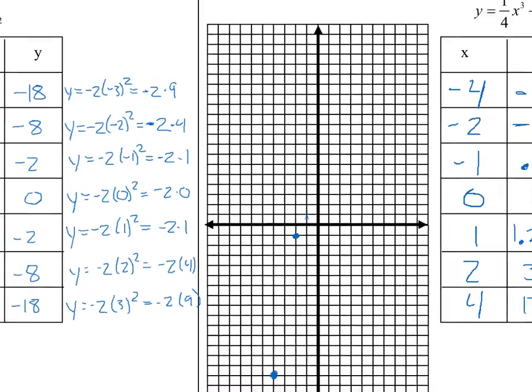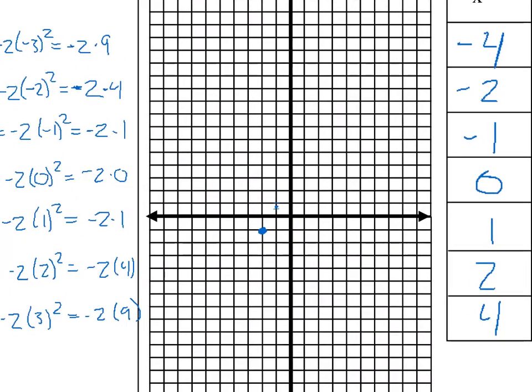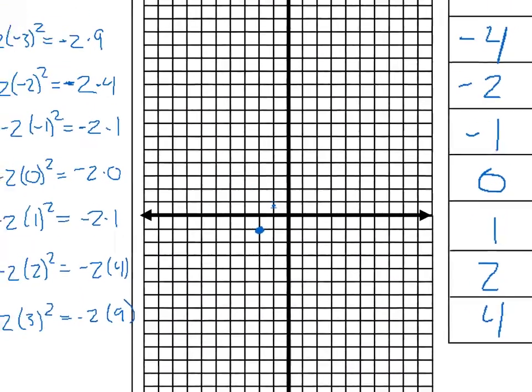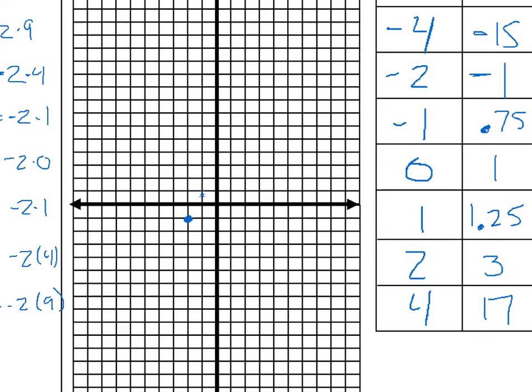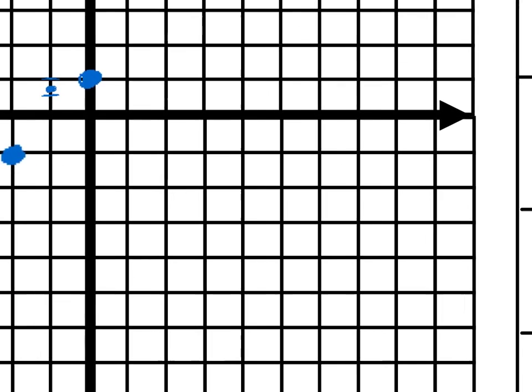All right, and the next point is 0, 1. Almost over 0, up 1. And the next one is over 1, up 1.25. So I'm going to zoom in again here and think about this. If I'm going over 1, up 1, well, 1.5 would be in the middle, so 1.25 is in between.